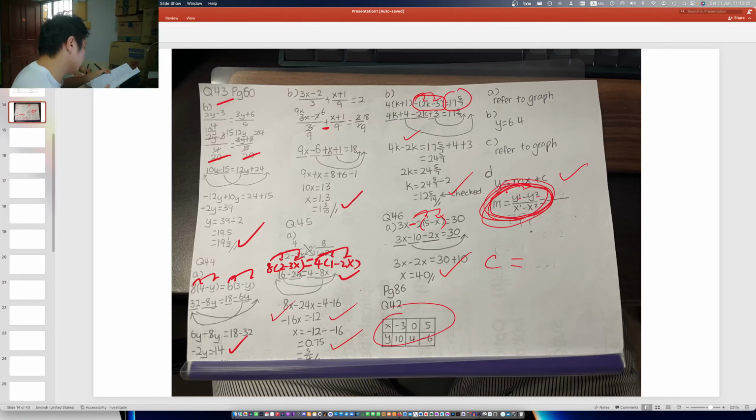So for the questions that you have completed, you just unfold the pages so that you know that you have finished the homework in a way. Okay, good. Question 42, so use a scale of this. Okay, let me look at your graph.